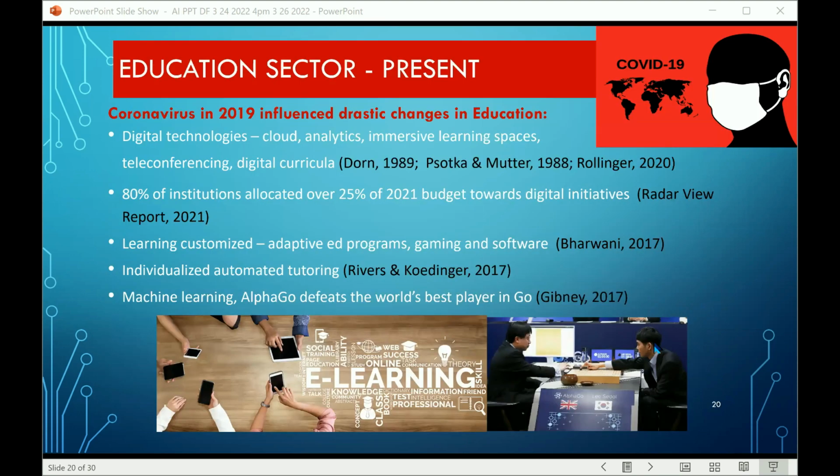So the next section is on the education sector, and we're looking at the present situation. Coronavirus in 2019 influenced a lot of changes. We have digital technologies, the cloud, analytics, immersive learning spaces, teleconferencing, and digital curriculum. So 80% of all the educational institutions have allocated 25% to digital now when they check the budgets in 2021. We customize and personalize in education now, not one size fits all.